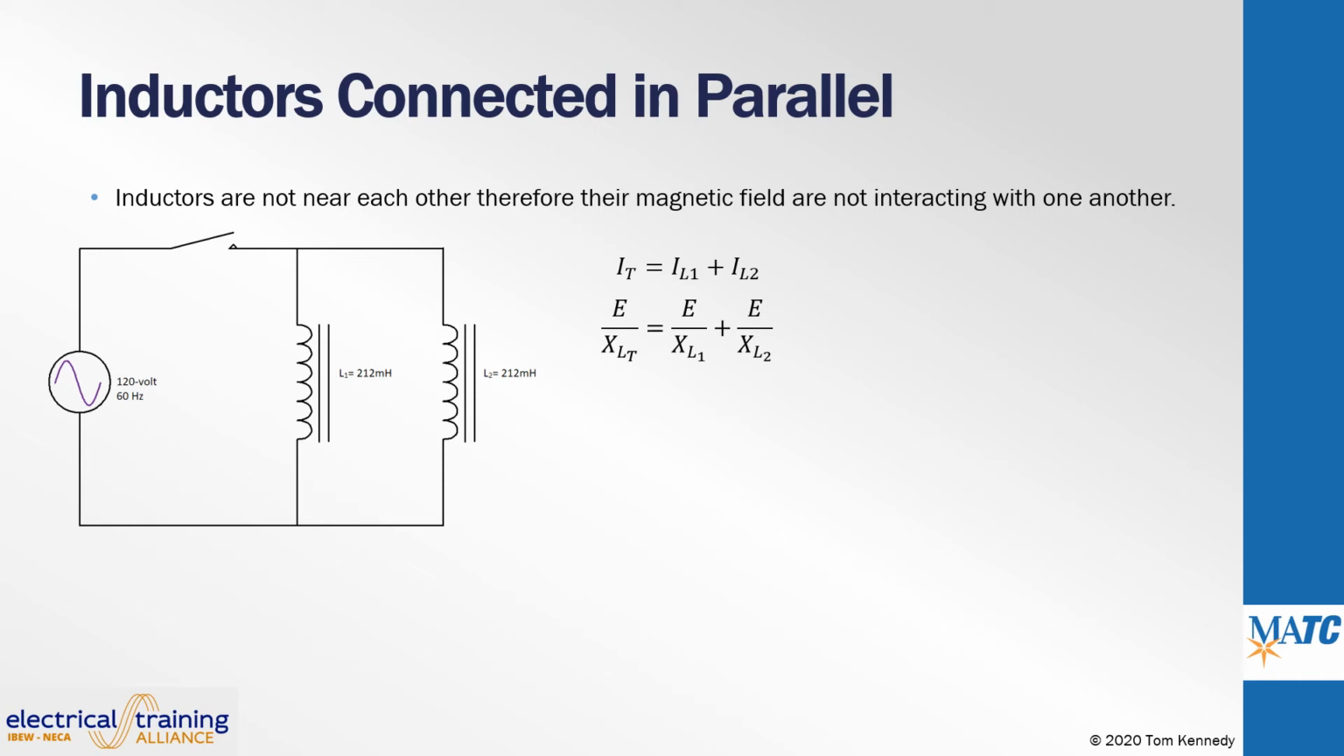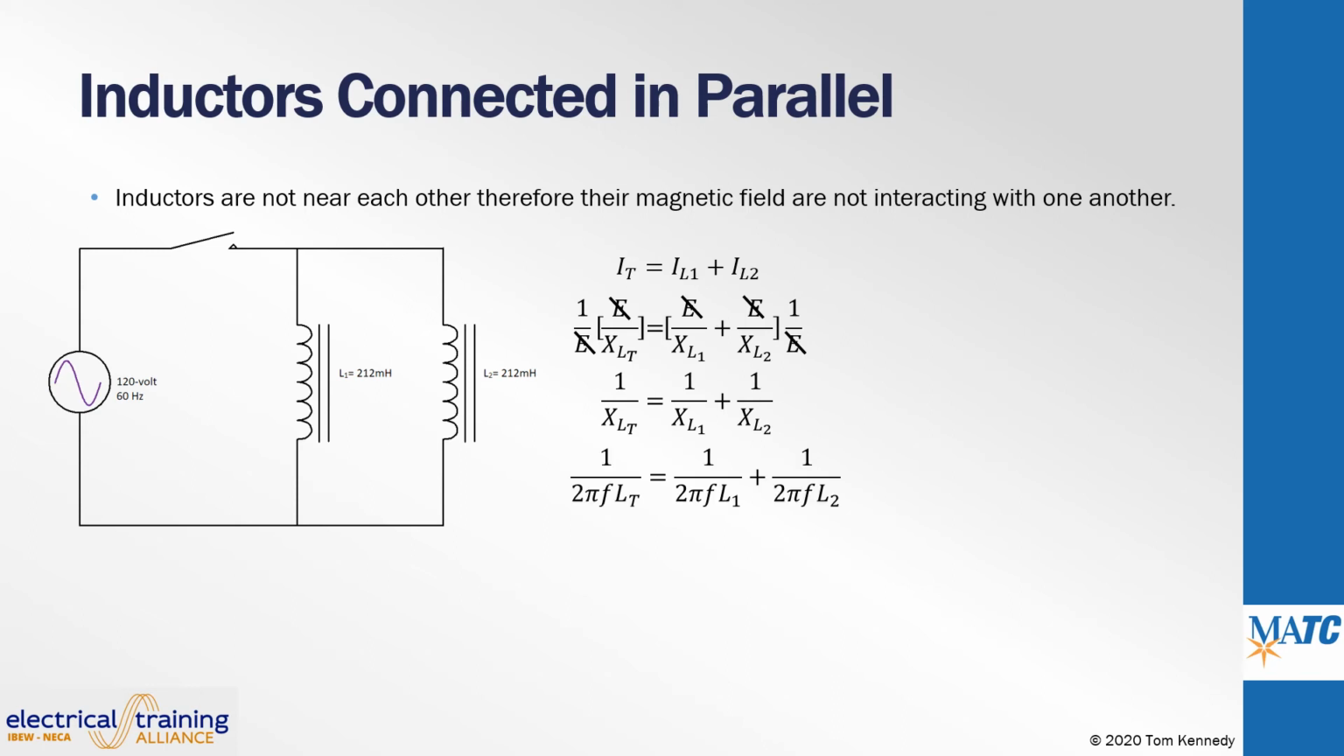Since the voltage is the same for all branches in a parallel circuit, the voltage can be eliminated as a common factor on both sides of the equation. This gives us the reciprocal formula for inductive reactance, like the parallel resistance formula. The 2πfL inductive reactance formula can be substituted into the reciprocal formula, and the 2π and frequency can be eliminated as a common factor to both sides of the equation. This provides a parallel inductor formula using the inductance henry values to determine total parallel inductance.